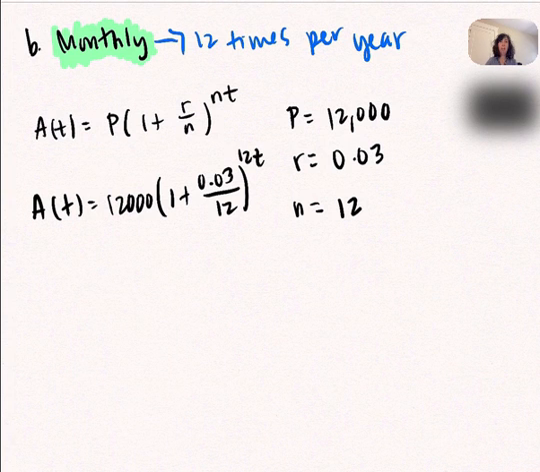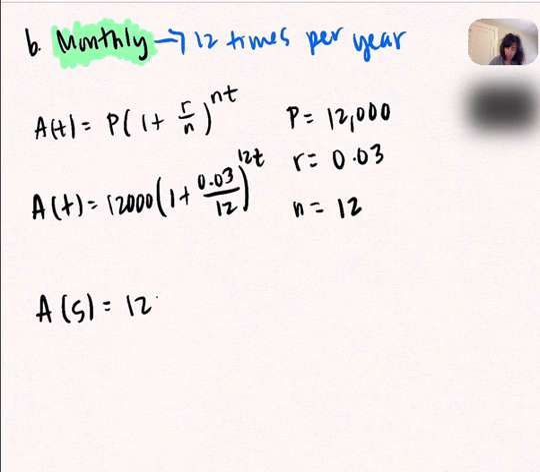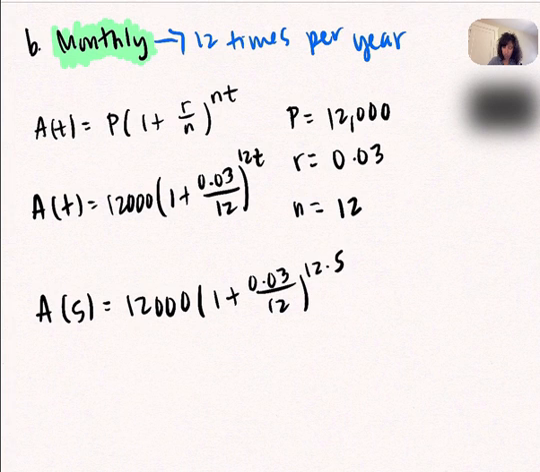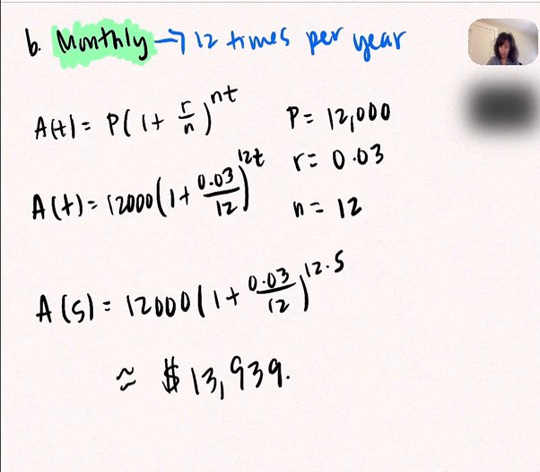If we want to figure out how much money we'll have made in 5 years, we can plug 5 in for t. If we do that, we'll get approximately $13,939.40.